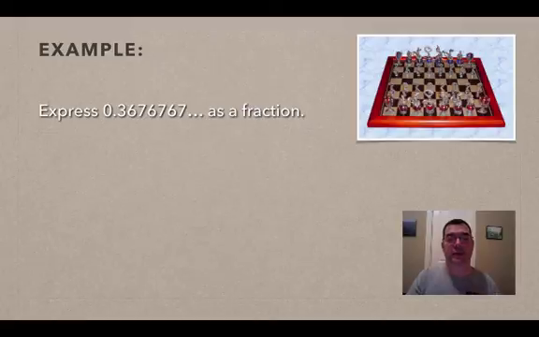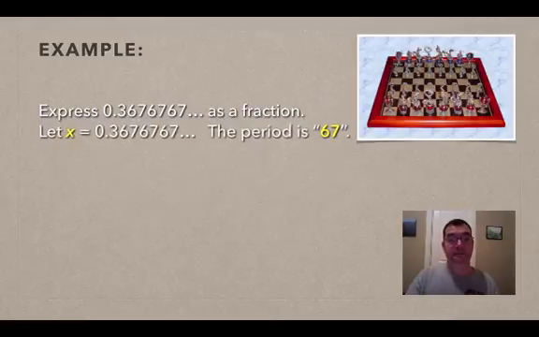0.3676767. So notice that the 67 is the part that repeats. The 0.3 is there, but it's not part of the part that repeats. So I need it, but I'm not going to consider that as being part of the period. All right, so I'm going to let x equal that 0.3676767, and as I said, the period is the 6 and the 7, repeating over and over again.